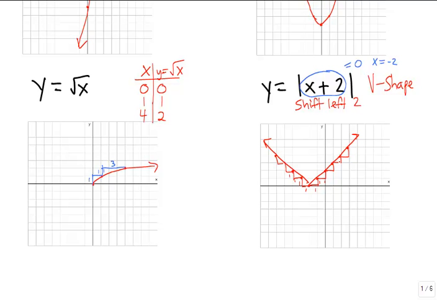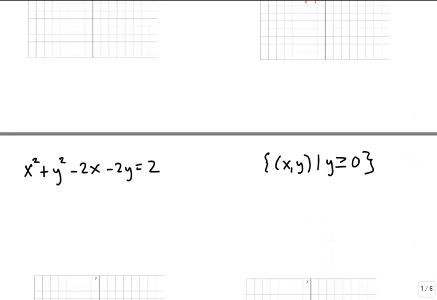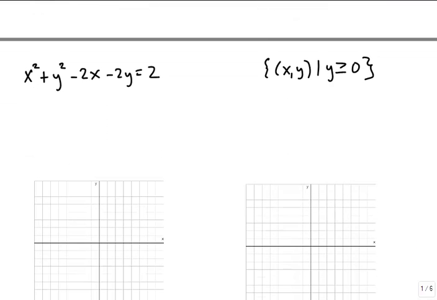Okay? So you want to be able to graph any kind of a line, a parabola, a square root, and an absolute value. Now let's take a look at this next example. When you see x squareds and y squareds both, that should trigger the thought that this is probably a circle, and you know that it should be because it's x squared plus y squared. This has to be plus, and the coefficients in front of those x squareds and y squareds are equal. So this is the graph of a circle.